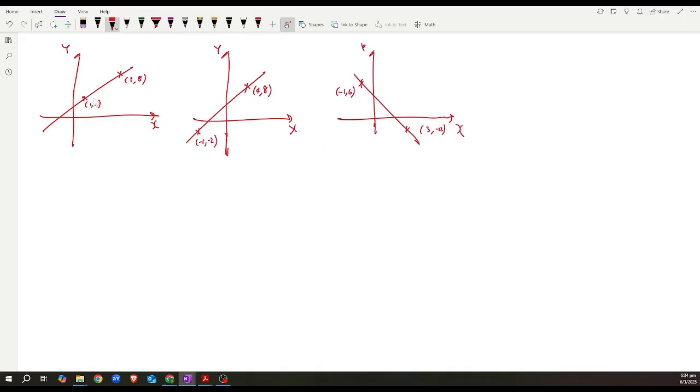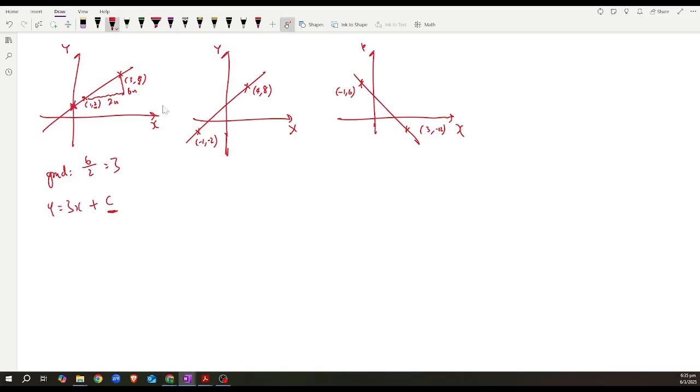Again, we can find the gradient of the line because we are given 2 coordinates. The rise will be from 2 to 8, that's 6 units, right? And then the run will be from 1 to 3, that's 2 units. So the gradient is given by 6 over 2, which is 3. Right, so you can write y equals 3x plus c. We need to figure out what c is. c represents the y-intercept here. Right now we don't have it, right?